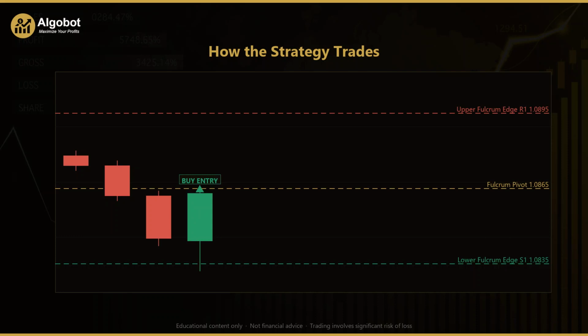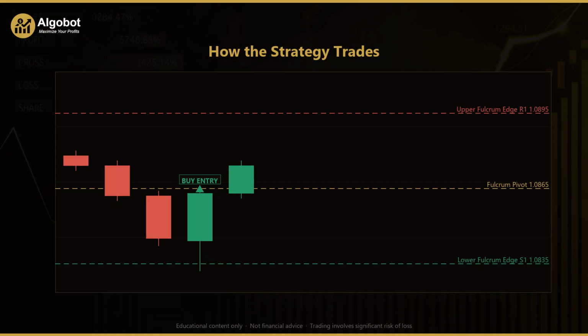We begin near the fulcrum. The first two candles drift lower, sliding away from the pivot and down toward the lower edge. This is exactly the kind of approach the strategy is waiting for, price stretching down toward the green line at 1.0835. The third candle is a firm bearish candle that pushes right into that lower edge. On its own, that looks like sellers are in control. Then comes the key candle.